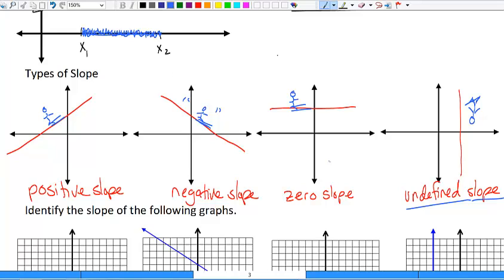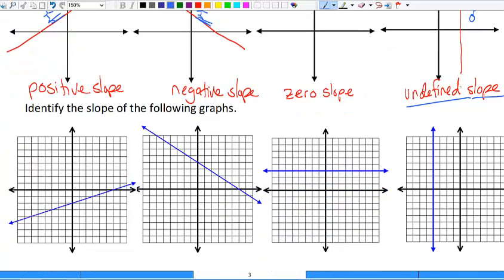You can ski uphill, you can ski downhill, you can ski horizontally, right? So there is such a thing as a positive slope and a negative slope and a zero slope, okay? But the one you can't ski on is undefined because it's a vertical line. It's not actually a slope, it's more of a cliff of your mountain, okay? So those are the 4 types of slopes.